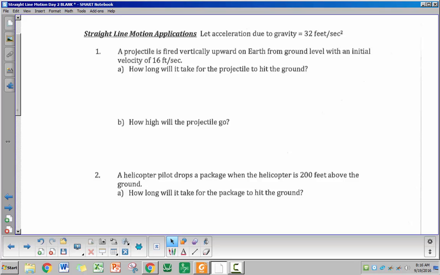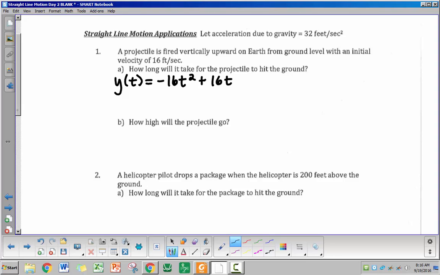Does it give us an initial position? Yes. Okay, 0, right? We're going to assume it's 0. So since it's vertical motion, I'm going to say y of t is equal to negative 1/2 a t squared, right? But a is, in this case, 32. So this is negative 16 t squared plus my initial velocity, which is 16 t.